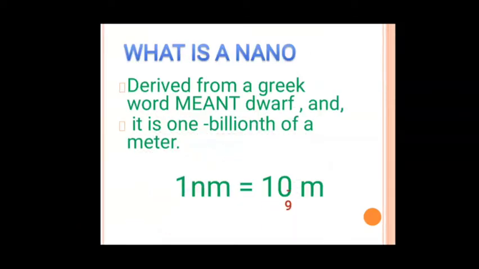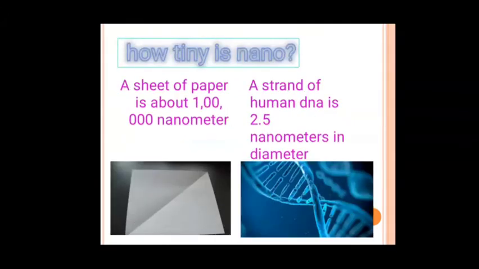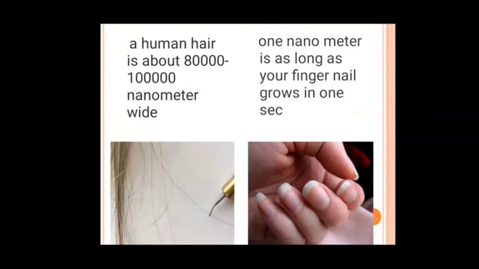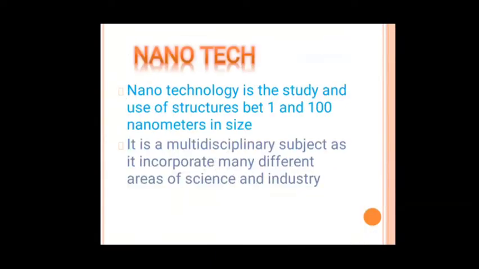So firstly, what is a nano? A nano is one billionth of a meter. Simply said, 1 nanometer equals 10 to the power minus 9 meter. How small is nano, or how tiny does it look? It is about the thickness of a paper, or the diameter of a human DNA strand. It is also said to be as long as your fingernails grow in 1 second, or even the width of a human hair. Nanotechnology is the study and use of structures that lie between 1 and 100 nanometers in size.